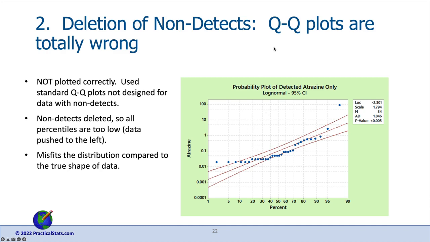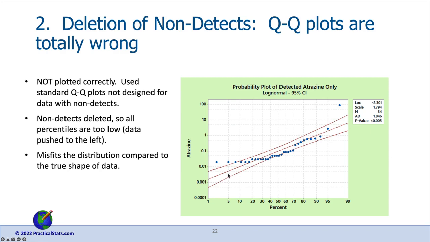If you delete the non-detects in the QQ plots, for example, what should be at the 31st or 32nd percentile, this smallest detect, is now plotted down around the 2nd percentile. So it totally destroys the percentiles of the data. And everything you do from this point on is going to be wrong.